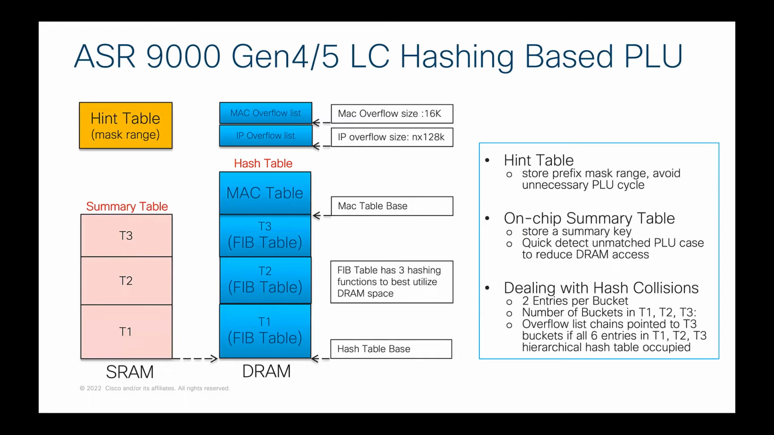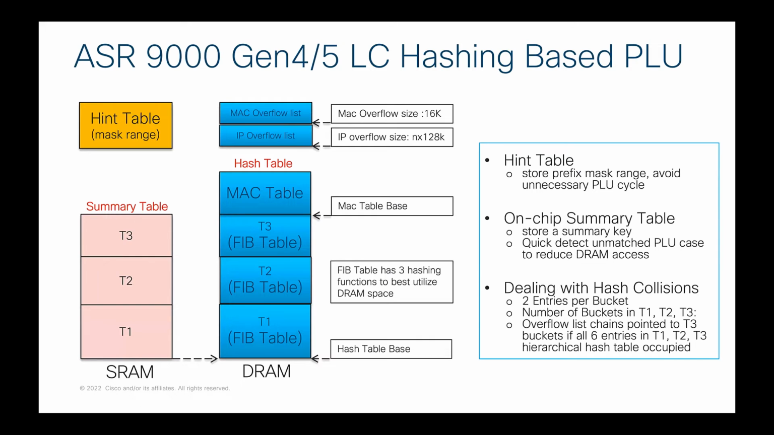But to support the longer IPv6 address, they use more lookup cycles to find the longest IPv6 prefix match. And in order to make IPv6 lookup more efficient, starting with the ASR 9000 generation 4 and 5, we use a new lookup technology, which is hashing-based FIB lookup.